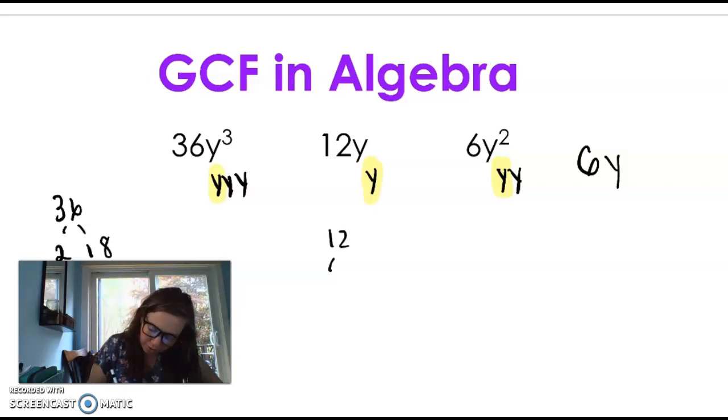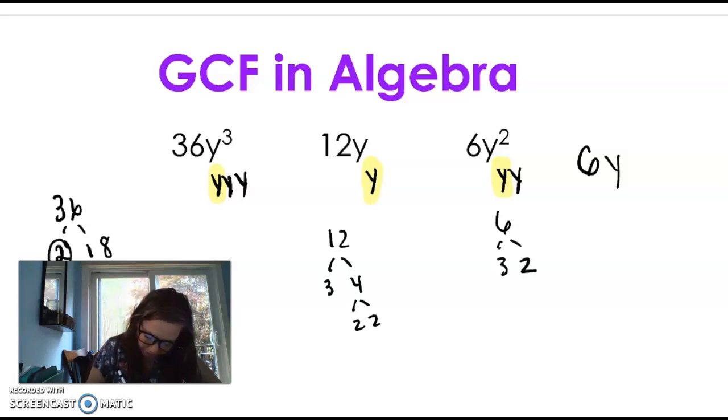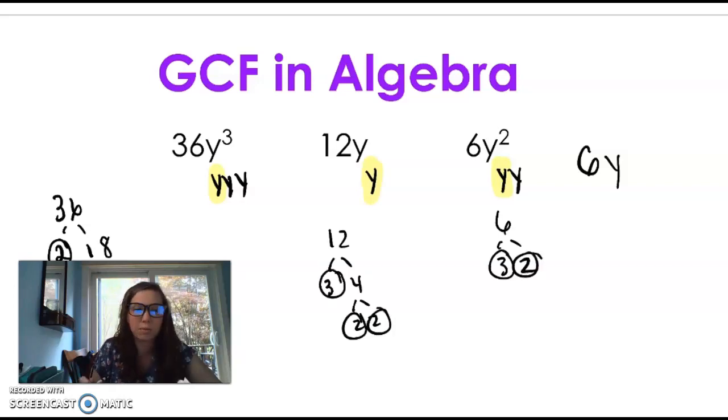And then we'll do one for 12. It's just 3, 4, and 2 and 2. And 6, which is just 3 and 2. So what we're going to look at is all of our ends. And I'm just going to write each one of these terms in expanded form.